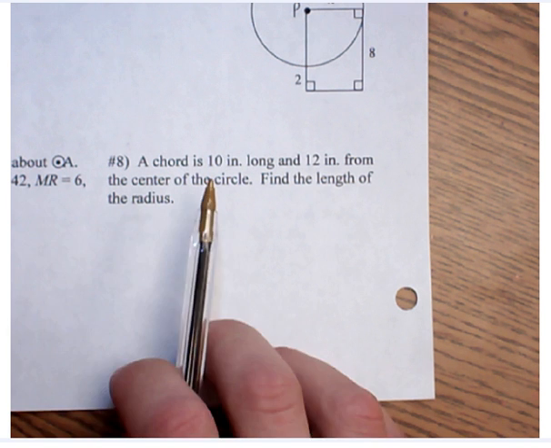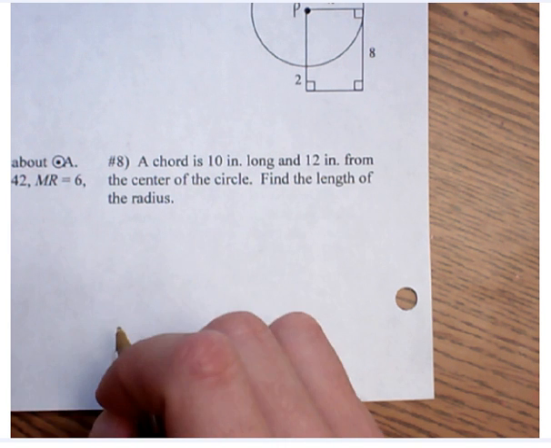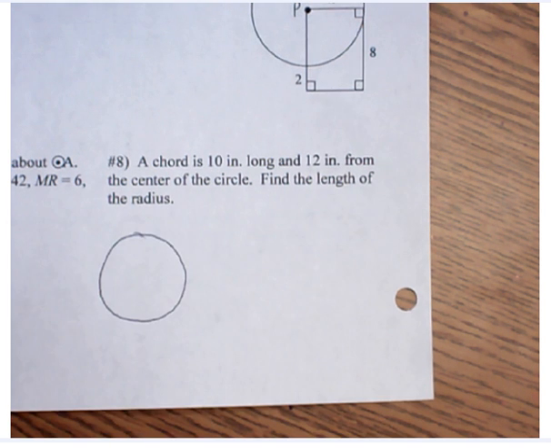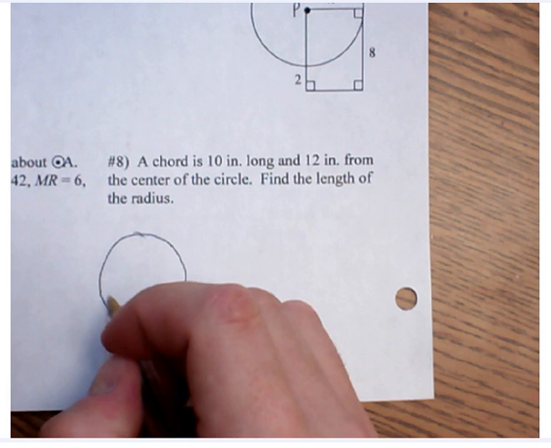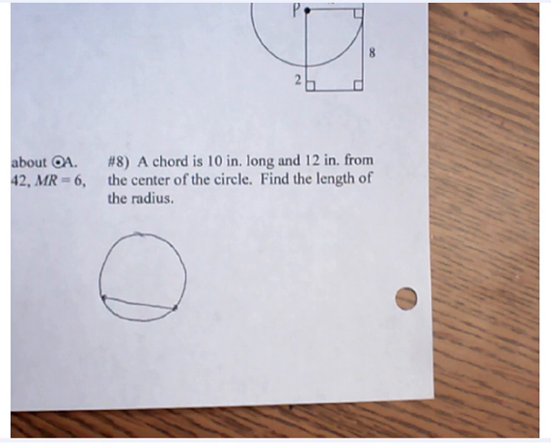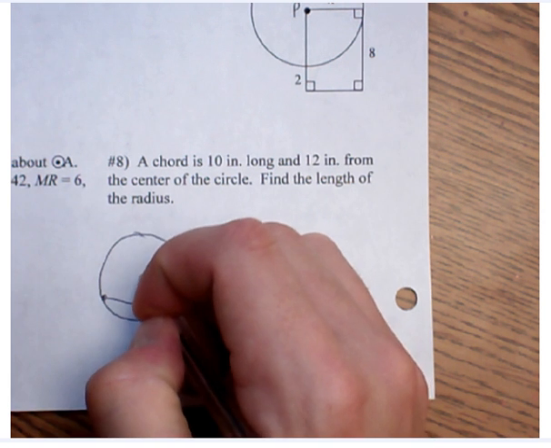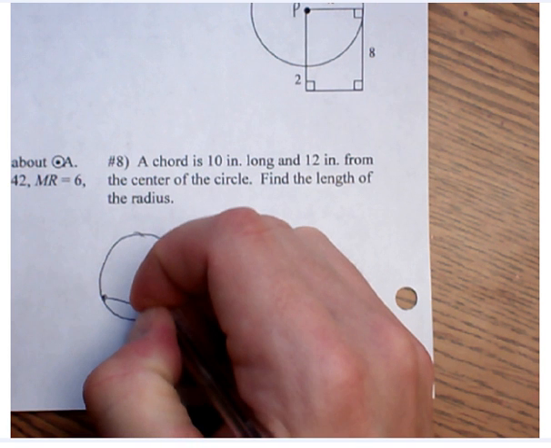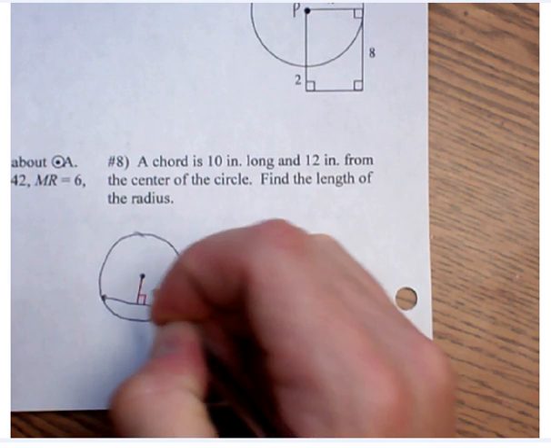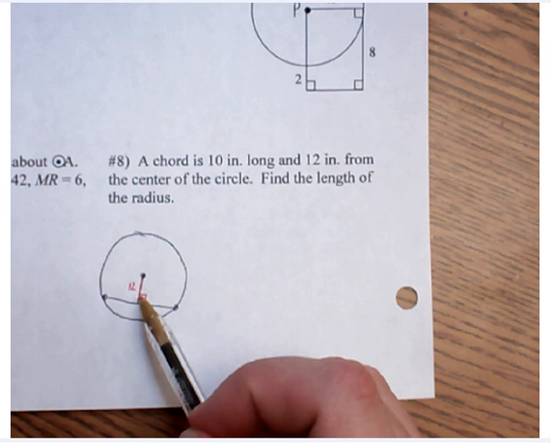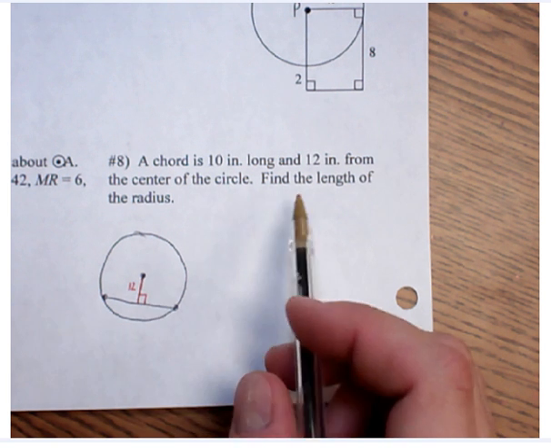All right, so here's what we'll do. I'm going to draw a circle. Now you can use the compass, but you don't need to. Let's just freehand it. We just need a picture of a circle. And it says the chord is 10 inches long. There's a chord. And it's 12 inches from the center. When you talk about distance, you're talking about a perpendicular. So if they say it's 12 inches from the center, 12 inches is going to be your perpendicular here. That's the distance.